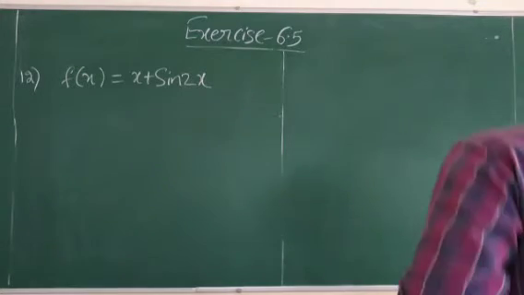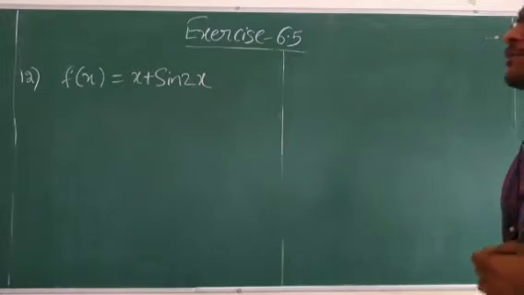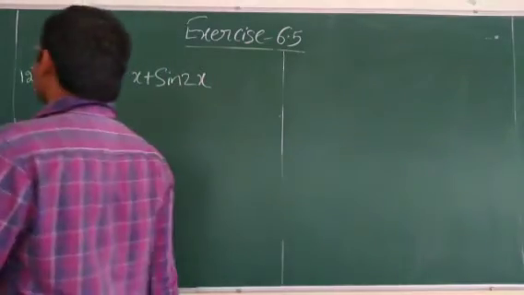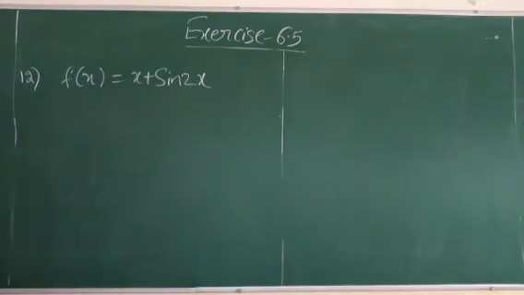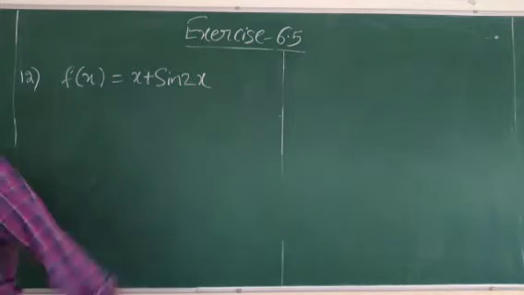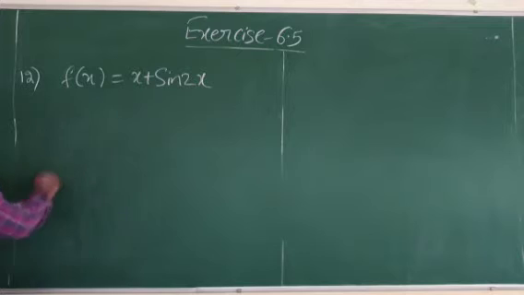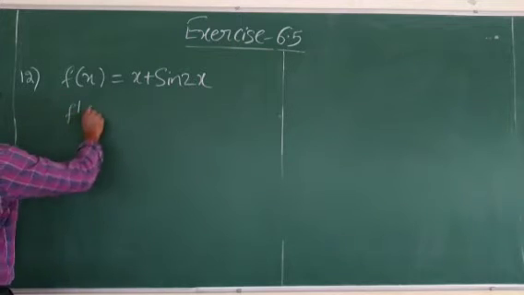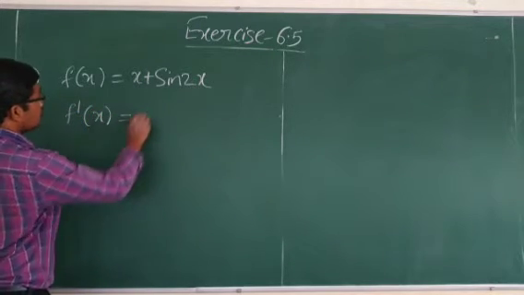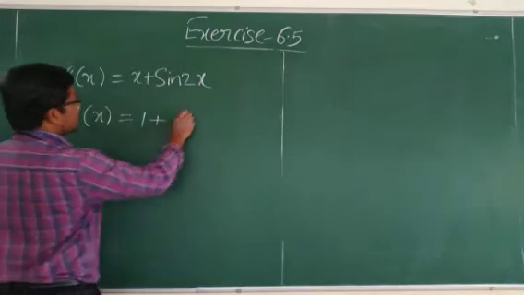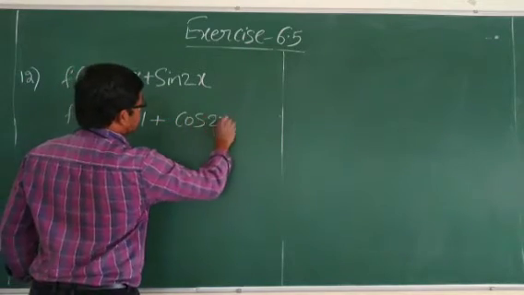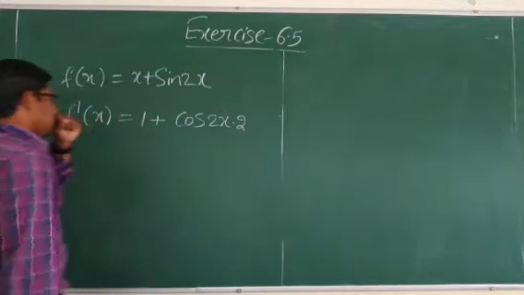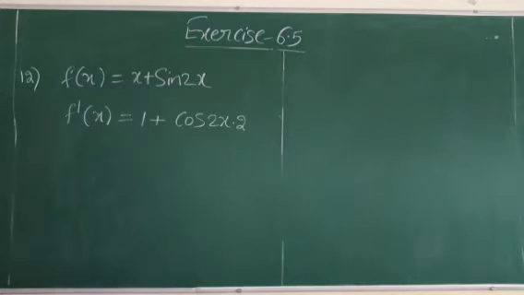Next, 12th question. Find the maximum and the minimum value of f of x equal to x plus sin 2x in the interval 0 to 2 pi. So we have to find both the minimum value and the maximum value. So first take the derivative: 1 plus cos 2x into 2.